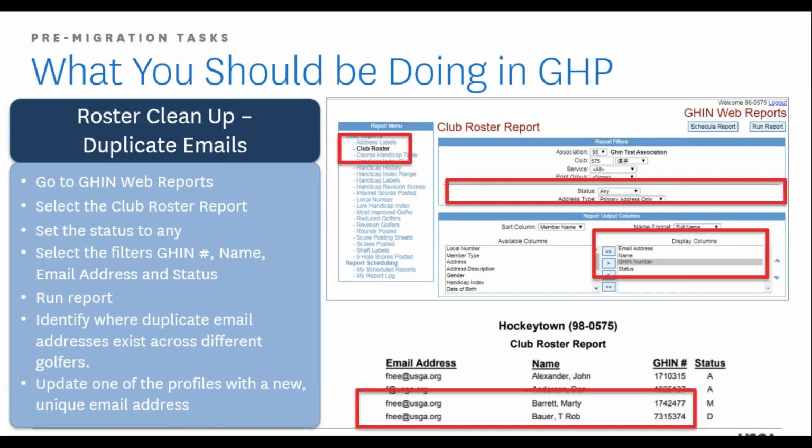When you run that report, you can see in my Hockeytown Golf Club, I actually have 3 golfers that have the exact same email address. So I have John Alexander, Marty Barrett, and Rob Bauer. In this case, what I need to do is go in and update 2 of the 3. So if I don't know an email for John Alexander, I can go ahead and remove the email address. But if I do have an updated email for Marty, I can go in and just update that email, and then I can leave Rob with fne@usga.org. So that way we don't have any duplicates any further.